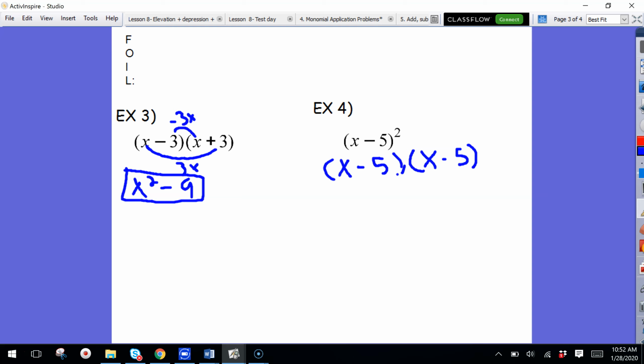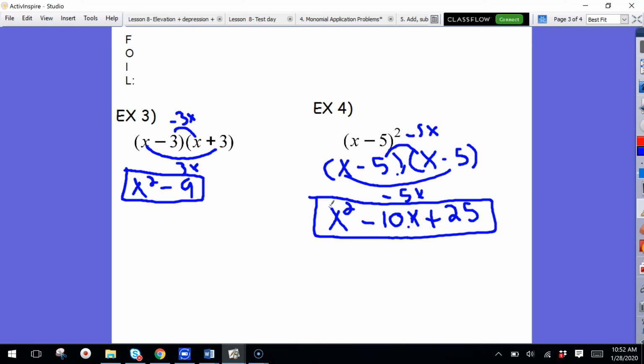So my first is x times x, which is x squared. My outer in this case is negative 5x. Your inner is also negative 5x. So they don't cancel each other out because they don't have different signs. And so we would just put it together and have negative 10x. And then my last term here is negative 5 times negative 5, which is a positive 25.